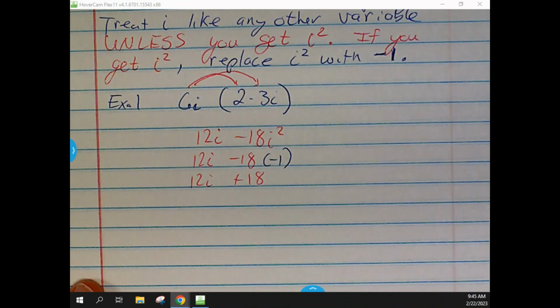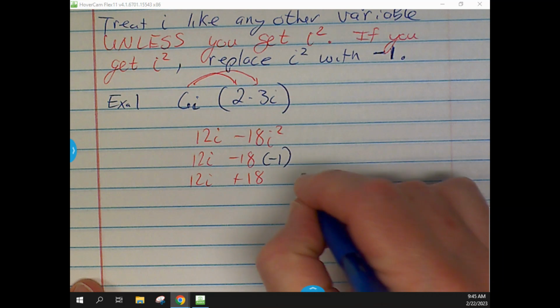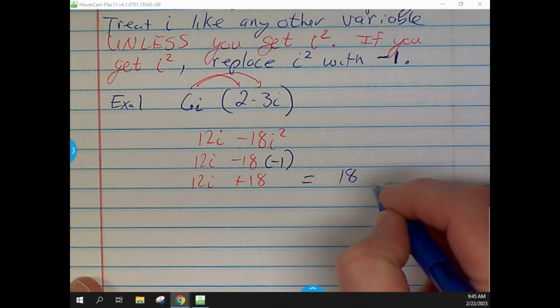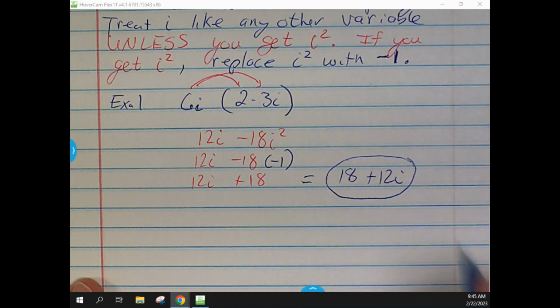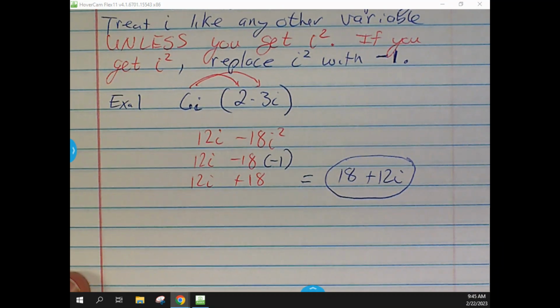All right, and again, that answer is good, but it's not in what they would say the correct form. They would then tell you to turn back around and rewrite the answer in complex form. So the final correct answer in the correct form would be 18 plus 12i.